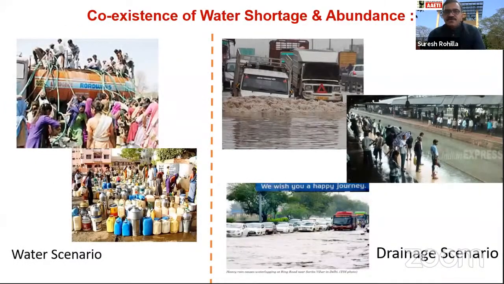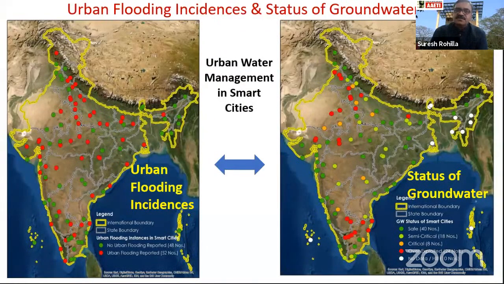In India in particular, this is reflected in the coexistence of problems. On one side there is a shortage of water, and on the other side there is plenty of water. We see flooding being reported. CSE recently did quick research, mapping these problems across the so-called smart cities in India. We have mapped urban flooding incidences and the status of groundwater.